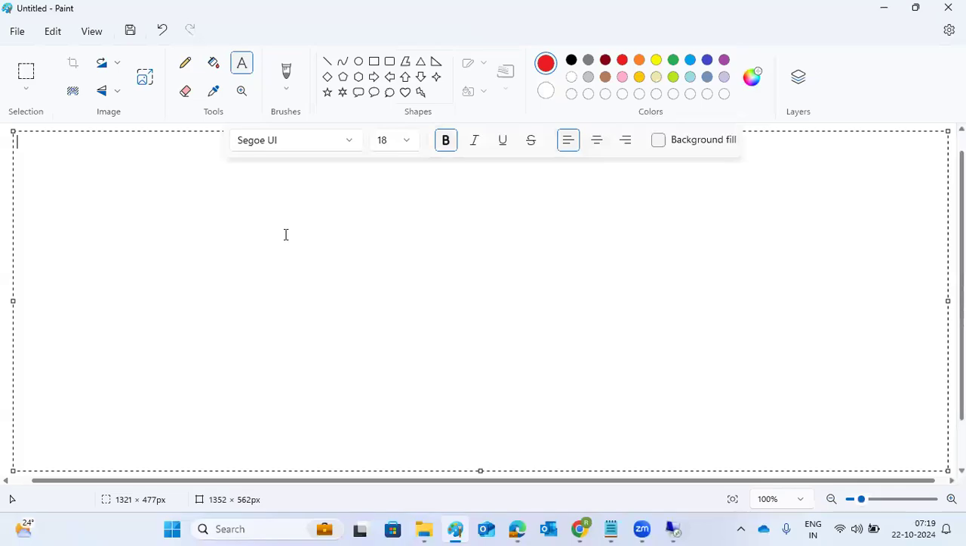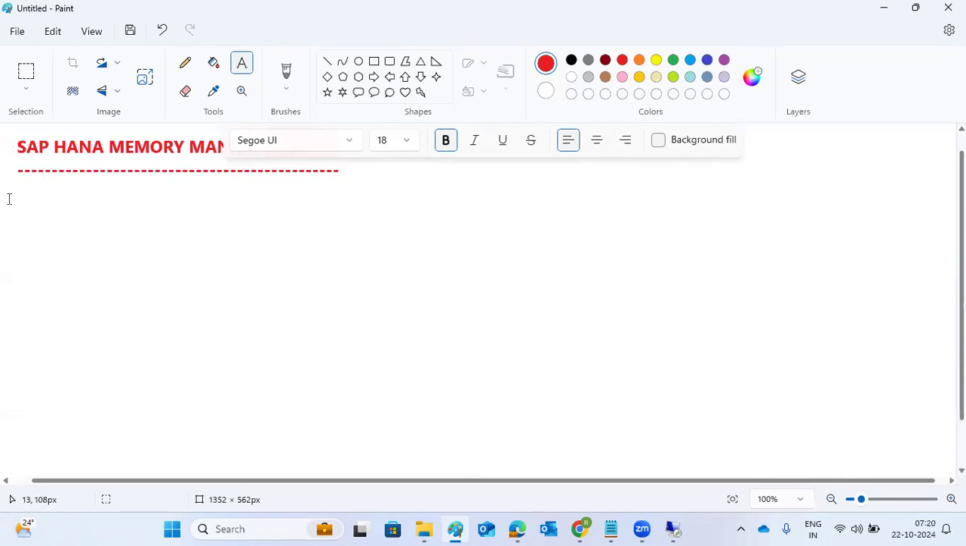Recording. So today we'll discuss SAP HANA memory management. So what is memory management here? HANA is an in-memory, column-oriented, columnar database. It means all the data in the HANA database will reside in the memory only. HANA resides in the main memory only. That is called the HANA memory.